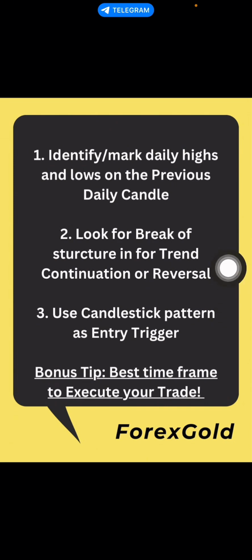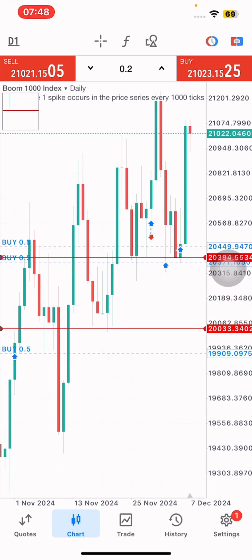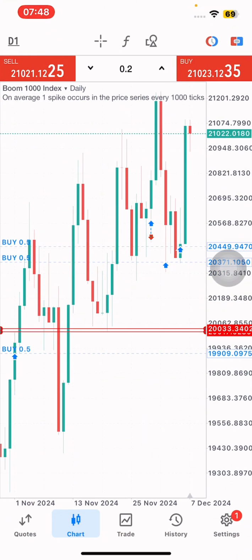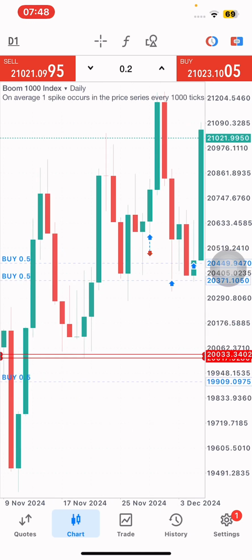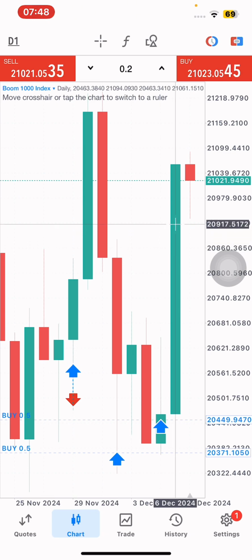Let's start with number 1, which is to identify or mark the daily highs and the daily lows on the previous daily candle. Whenever I want to trade, look at it like yesterday, when we took this trade on this huge green candle. This is the yesterday candle I'm talking about. Whenever I want to trade boom and crash, I will first of all mark the daily highs and the daily lows before I take my trade.